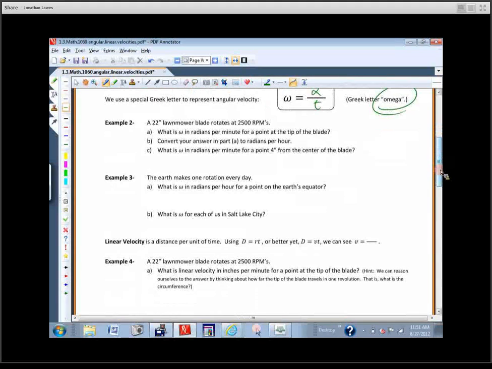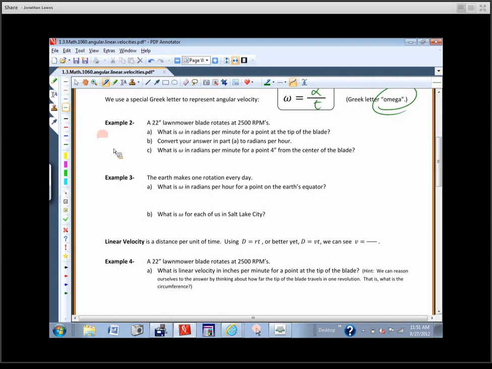Let's take a look at example number 2. We're going to start with this example and then we're going to tweak it several times. It says we've got a 22-inch lawnmower blade. It rotates at 2,500 RPMs. What is omega in radians per minute for a point at the tip of the blade? Okay. So we've got this.